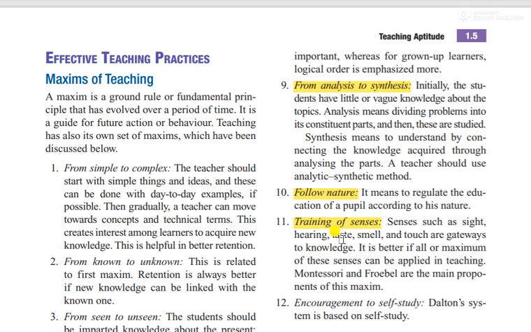But if they are allowed in some demonstration, in some practical work, in some project work, they are allowed to touch. Sometimes, according to the nature of the subject, they can taste and smell also, by which they can get knowledge from various perspectives, from various senses. So Montessori and Froebel are the main proponents of this maxim.